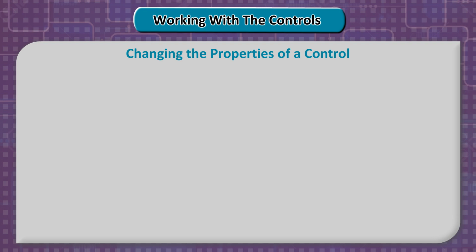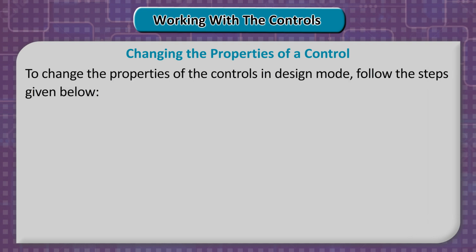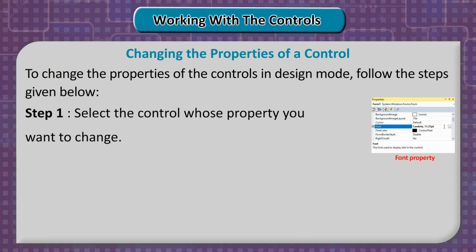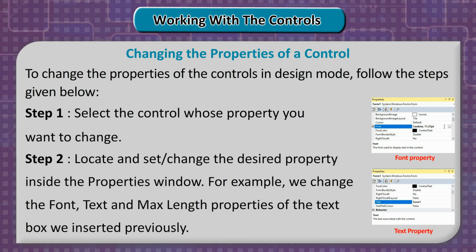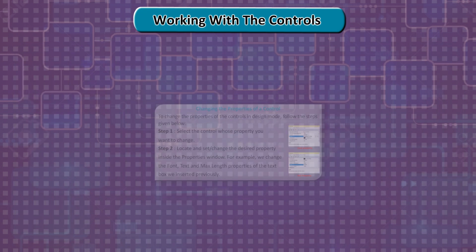Changing the properties of a control. To change the properties of the controls in design mode, follow the steps given below. Step 1. Select the control whose property you want to change. Step 2. Locate and set or change the desired property inside the properties window. For example, we change the font, text and max length properties of the text box we inserted previously.